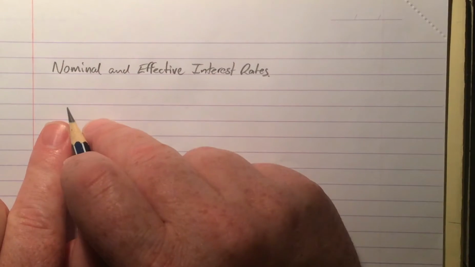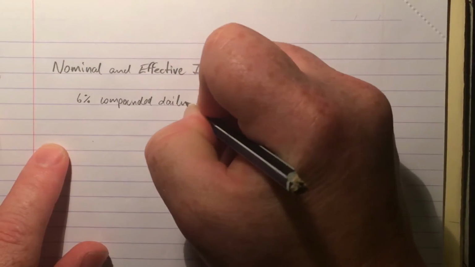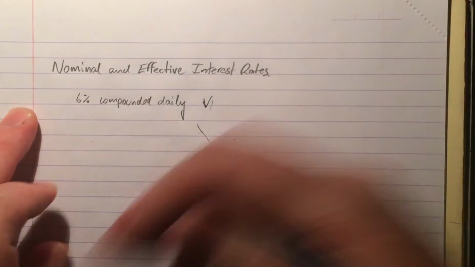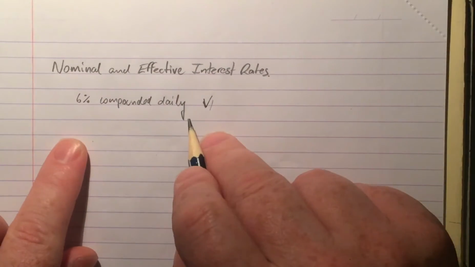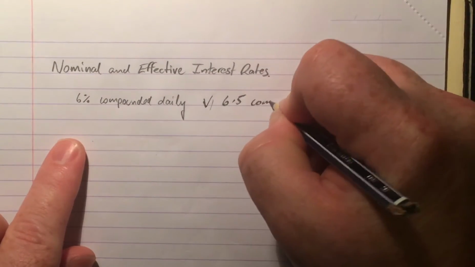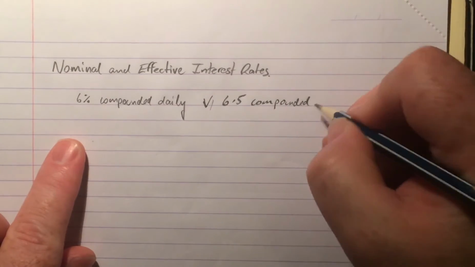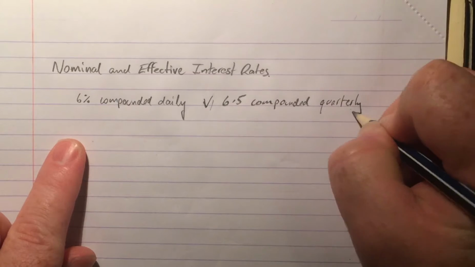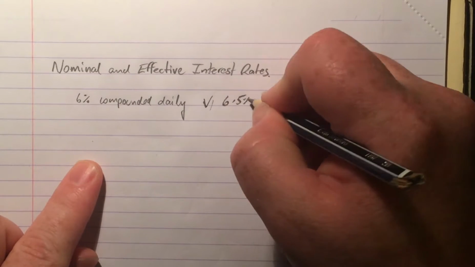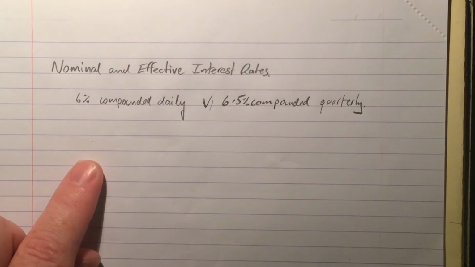As an example, if we wanted to compare an investment at 6% compounded daily versus an investment at 6.5% compounded quarterly, it might be difficult to immediately tell which investment is the best one.